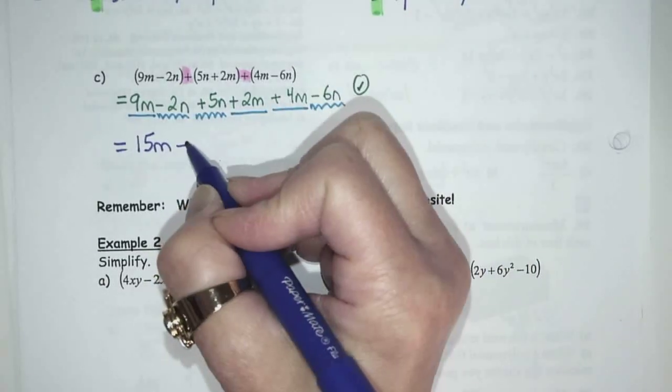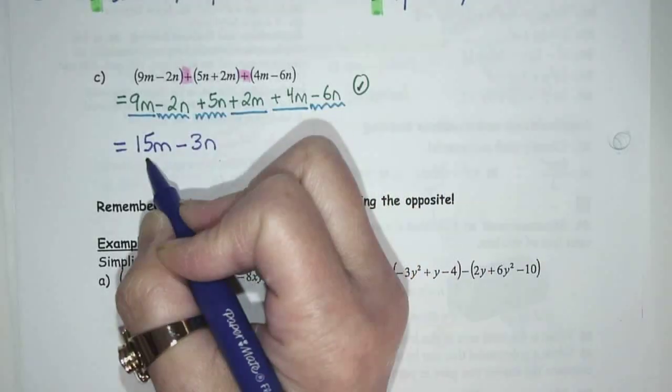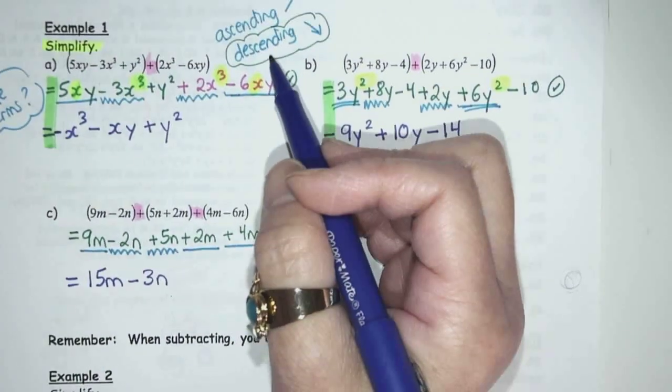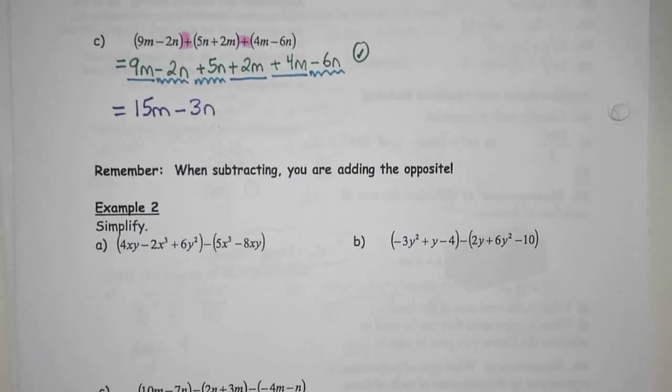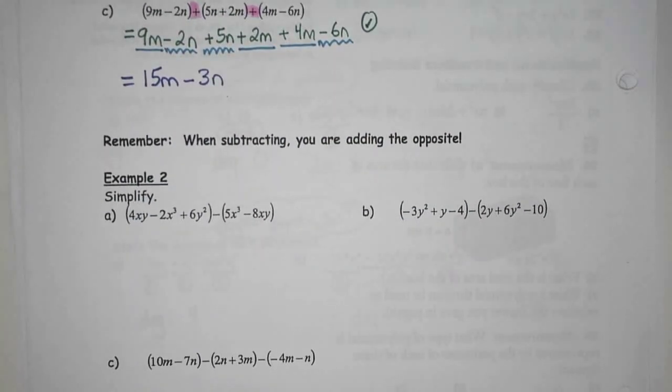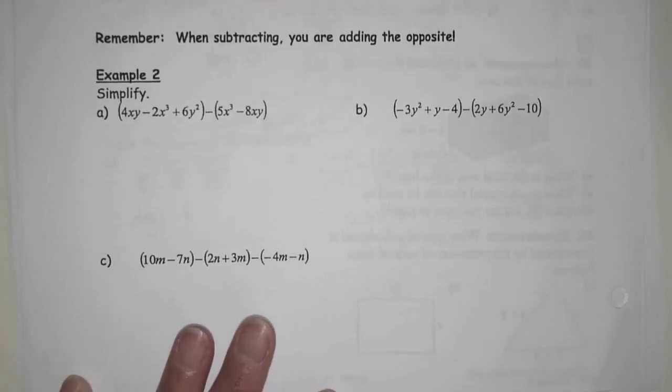Minus 6, so it'll be negative 3n. And you'll see there's no higher order, so I don't need descending, because it's just 15m minus 3n. Okay, that's addition. So addition is nice and straightforward.